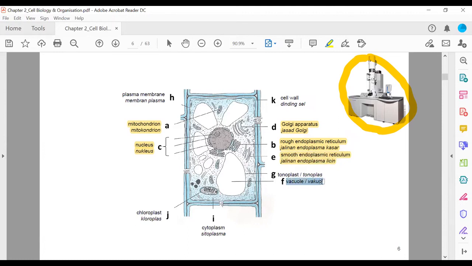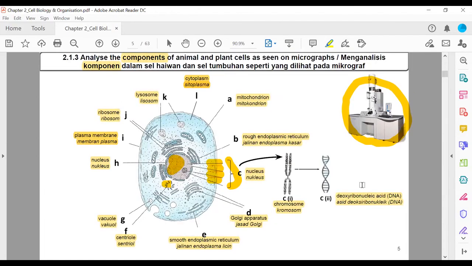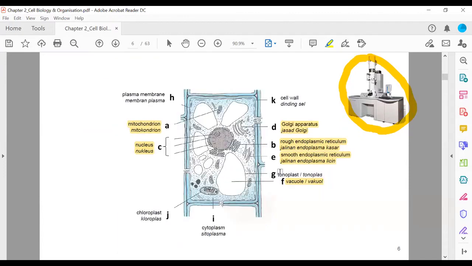F, vacuole. So for your information, vacuole are only found in plant cells. Tapi tadi kita lihat animal cells also have them, tapi very small. Tapi dalam exam kamu tulis bahawa animal cells don't have vacuole in exam. Jangan pergi tulis ada. Then tonoplast. Tonoplast juga dalam BM.